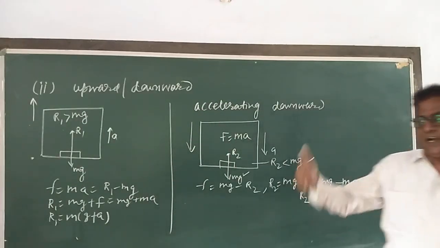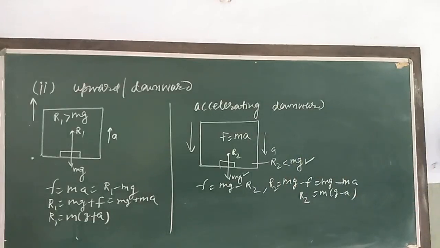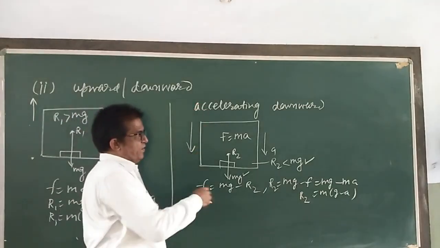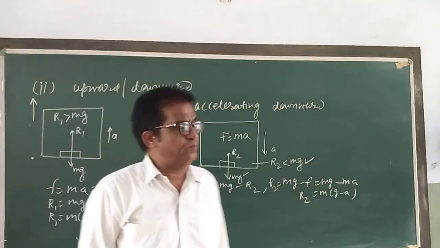When the upward force is less than mg, I can say the apparent weight of the person becomes less. The apparent weight of a person becomes less than the actual weight when the elevator is accelerating downwards. Here in this case, the elevator is accelerating downward.